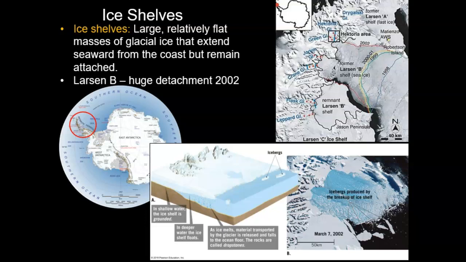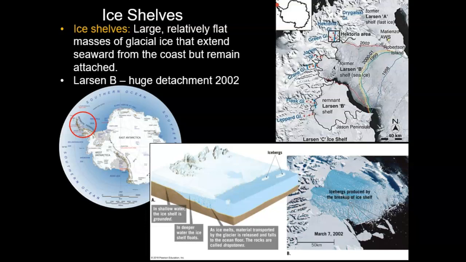So this creates features that we call ice shelves. These are very large and relatively flat masses of glacial ice that will extend seaward from the coast, but they remain attached to the land glacial ice. As you're seeing in this depicted image, the part right here is an ice shelf that is still attached to the main part of the ice over there, okay? These guys over here are no longer attached, so they're no longer part of the ice shelf. They're going to be icebergs, as some of you have heard that term before.